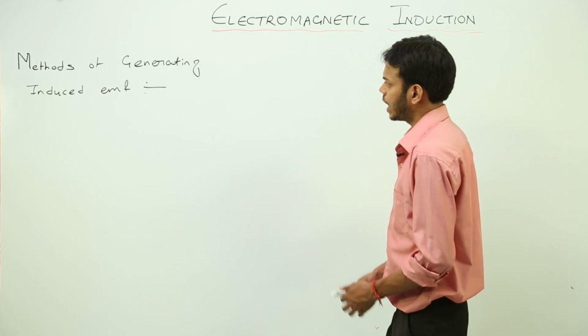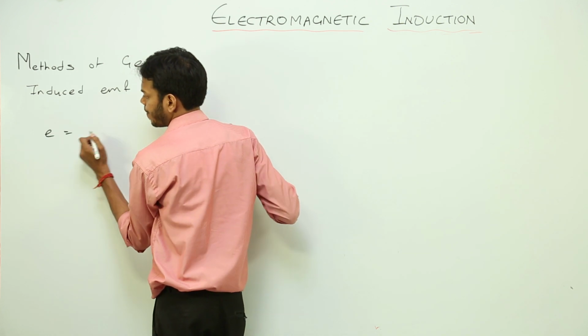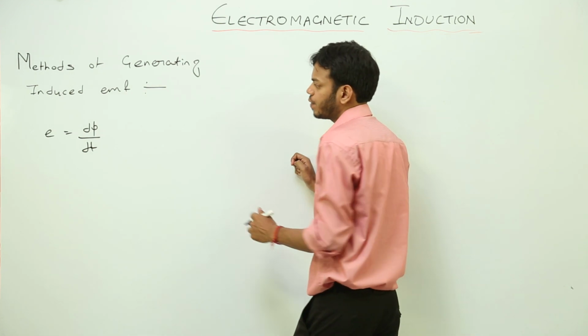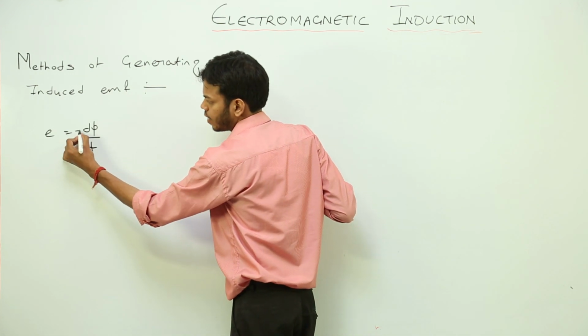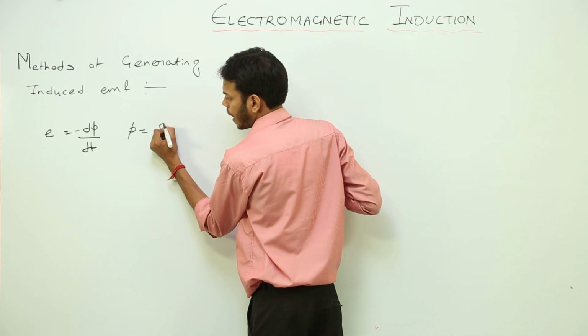Methods of producing or generating induced EMF. What is the expression for induced EMF? It is minus dφ over dt. What exactly is φ? Induced EMF is basically minus dφ by dt, and the flux is what?